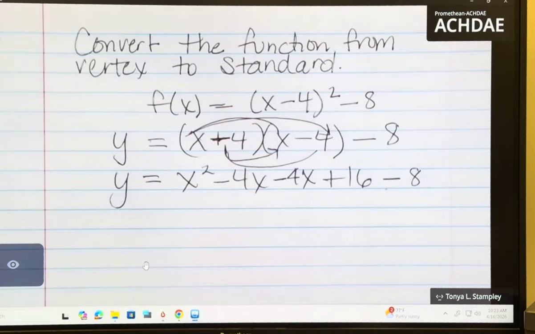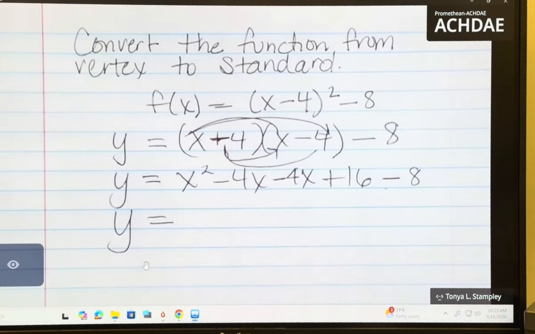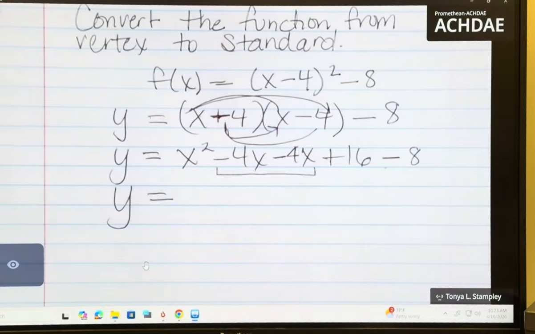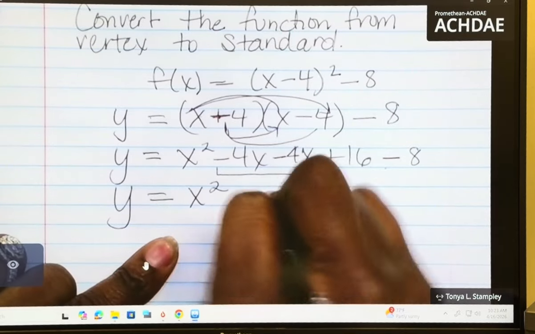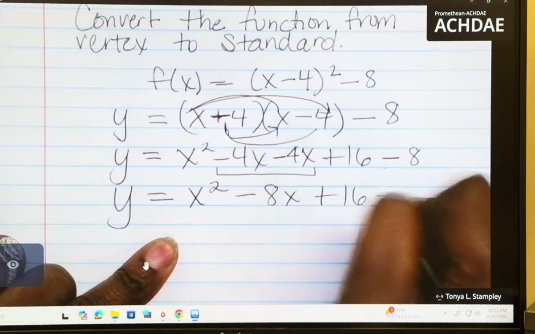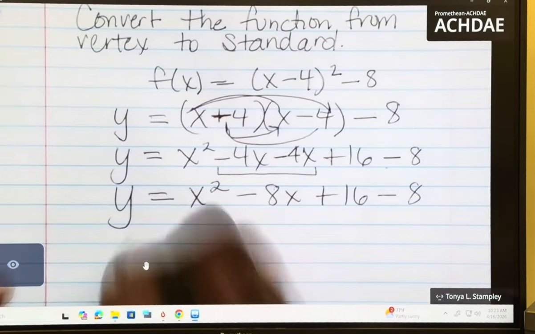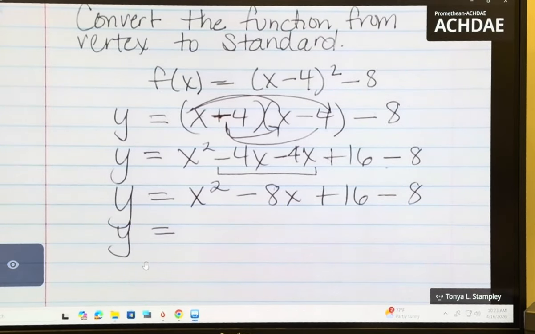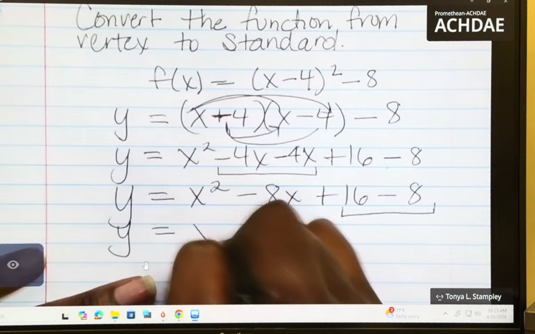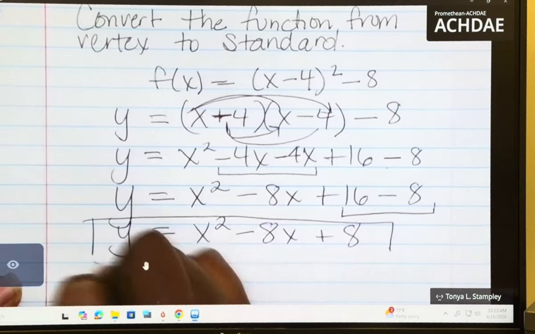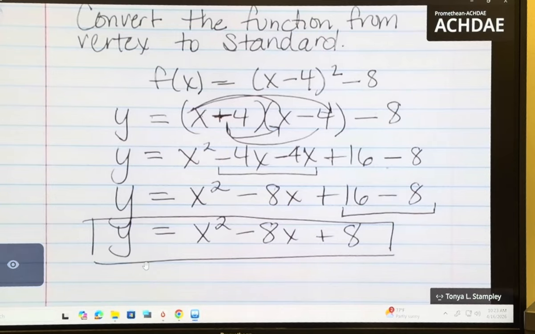Everybody good there? All right, so now we got y equals, and now it's just combining like terms, right? You got negative 4x and negative 4x. What is that? So I got x squared minus 8x plus 16 minus 8. Yes? And then it's simple. y equals, only thing left to combine now is this, right? So we have x squared minus 8x plus 8. And this is the rule in standard form. What is my a? Positive or negative? It's positive 1.